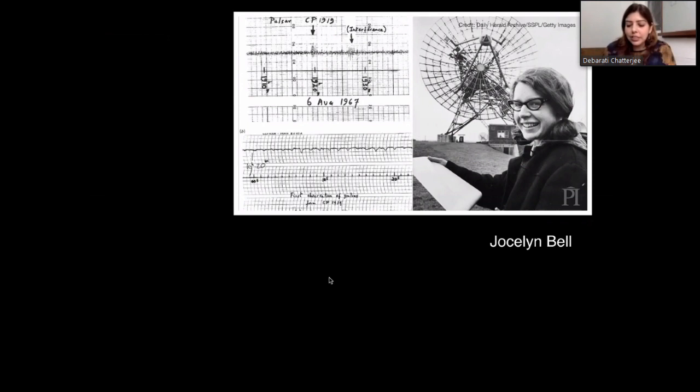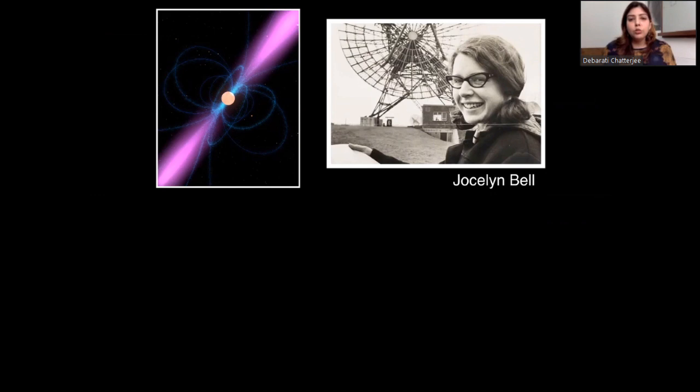So basically like rotating, pulsating radio sources. And it was understood later that these are actually neutron stars, which basically give off electromagnetic radiation from their poles and which sweeps the Earth like a lighthouse. So we observe these very periodic pulses that she noted.